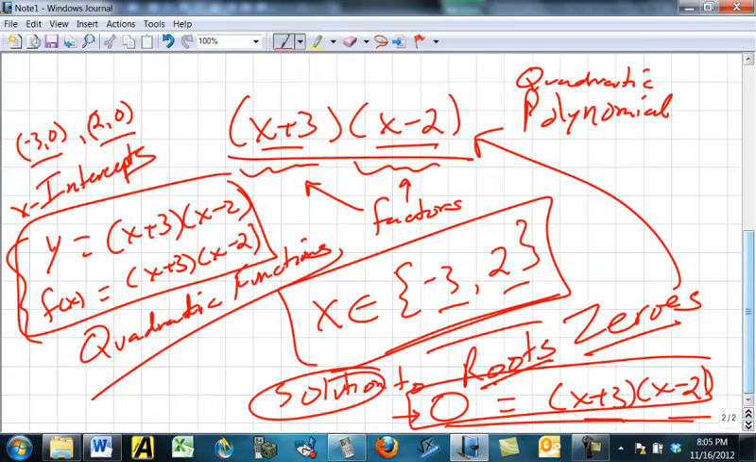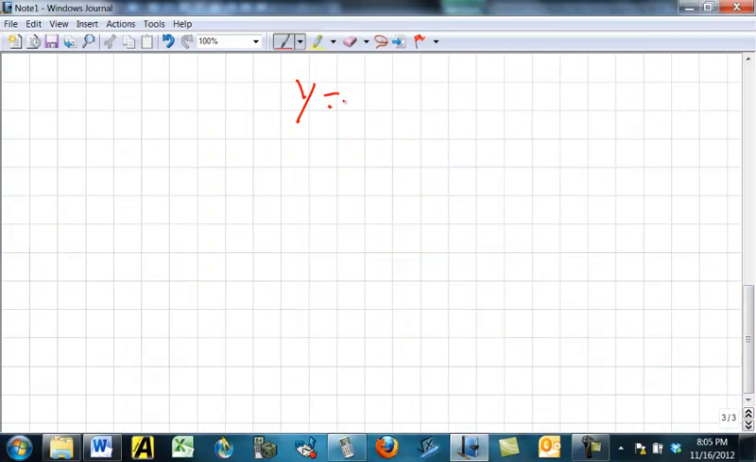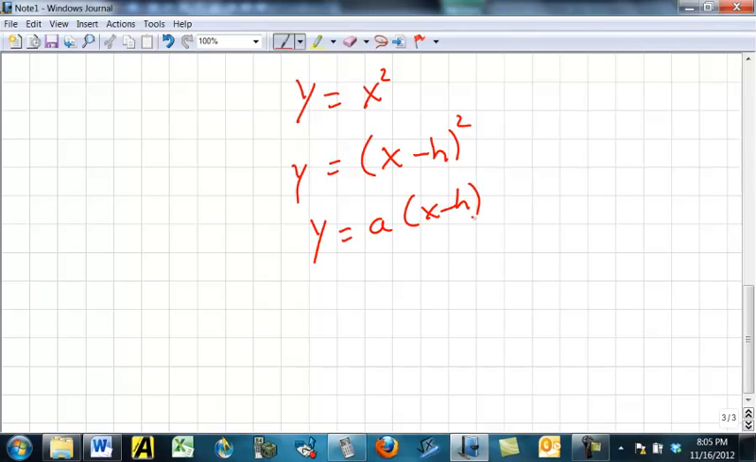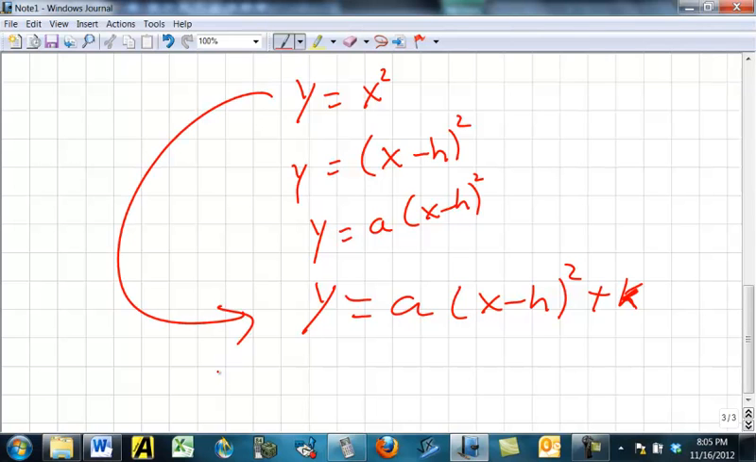So in general, if we start with y equals x squared, we can think of it first by taking x minus h squared, and that's going to translate it. And then we can think about putting a here, and that's going to be a vertical stretch, maybe a flip if a is negative. It will be a flip if a is negative over the x-axis. And then finally we can add a k here. And you notice that this is just a transformation of y equals x squared.